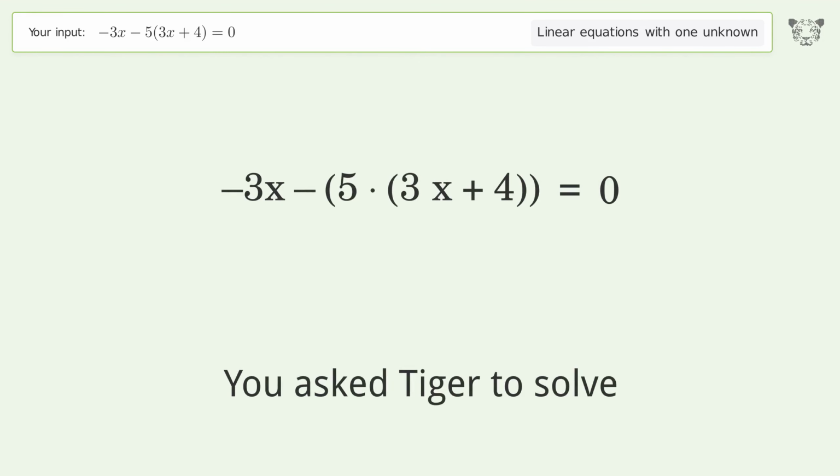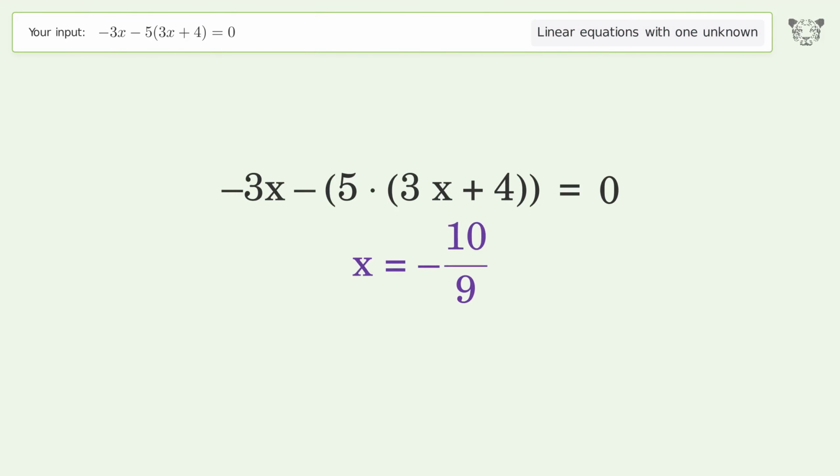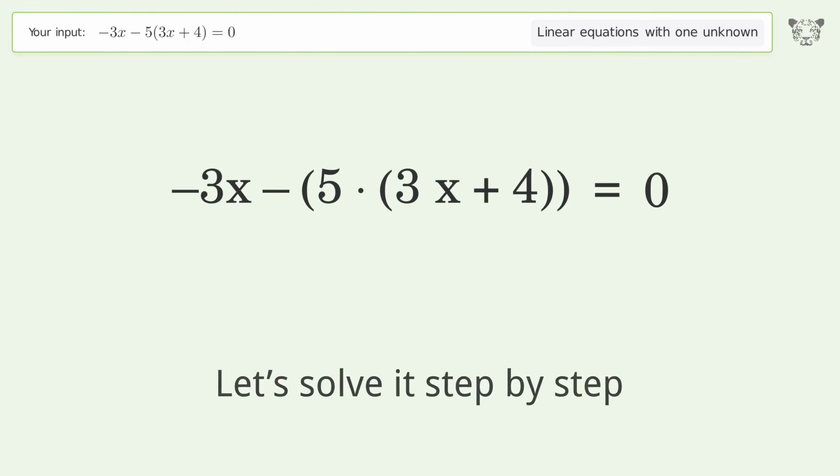You ask Tiger to solve. This deals with linear equations with one unknown. The final result is x equals -10/9. Let's solve it step by step.